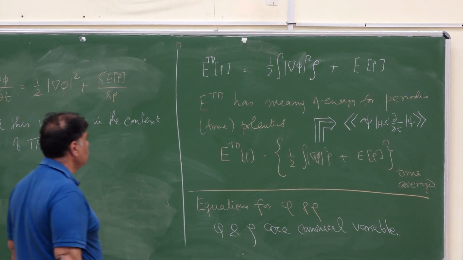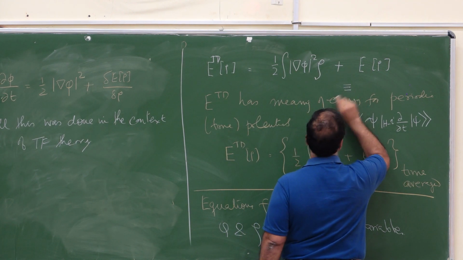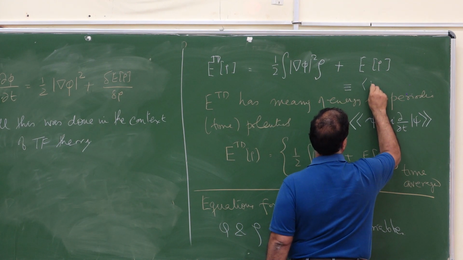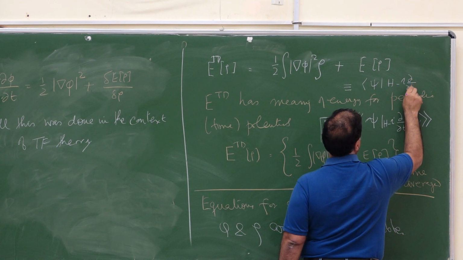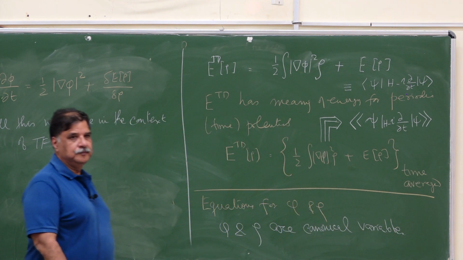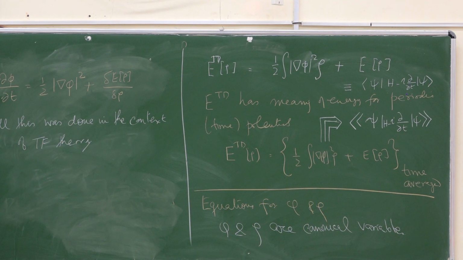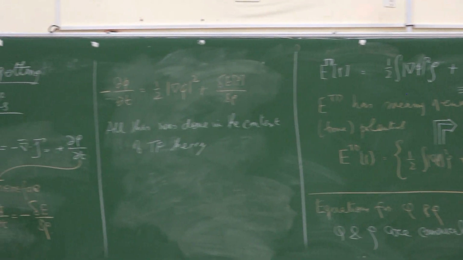Okay, this you can say is equivalent to the action. This is equivalent to the action psi H minus i d by dt psi. Alright? Okay. So now this is the equation.